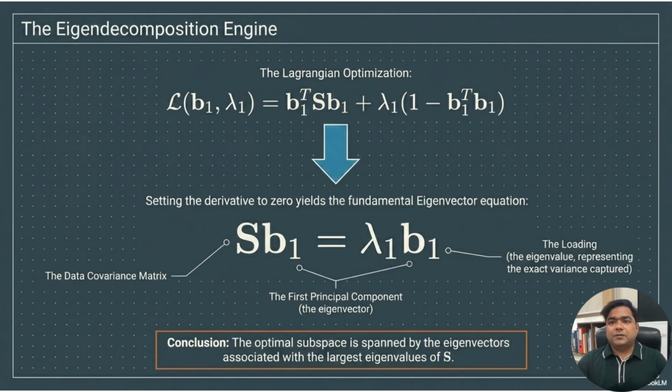So the conclusion is very important. The optimal subspace is spanned by the eigenvectors associated with the largest eigenvalues of the covariance matrix. In simple words, PCA keeps the directions with large eigenvalues because those directions contain the most information.